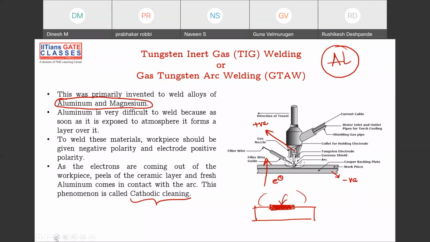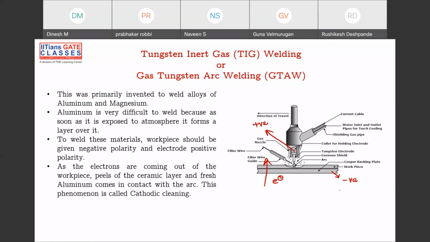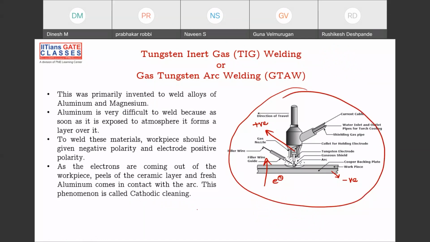So to handle that, in this kind of tungsten inert gas welding, you provide a particular polarity. What is this polarity? Can anyone say? Is it straight polarity or reverse polarity, by seeing the figure? Workpiece is negative, electrode is positive. What kind of polarity is this? Is it not reverse polarity? Yes, Rishikesh, you are right. It is reverse polarity.